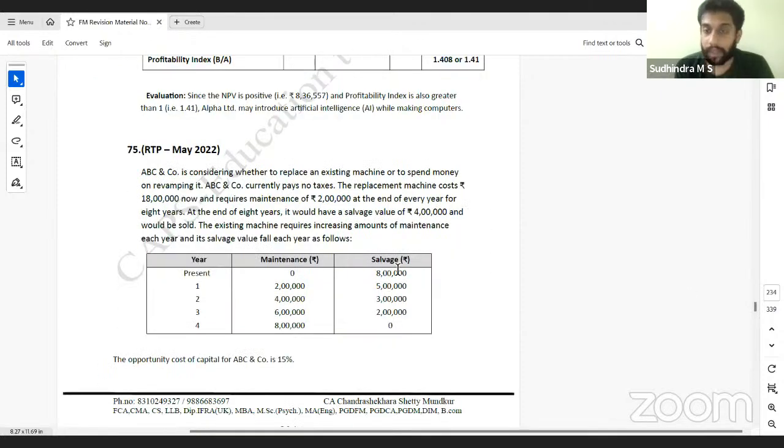May 22 RTP. A, B, C and Co is considering whether to replace an existing machine or to spend money on revamping it. A, B, C and Co currently pays no tax. The replacement machine costs 18 lakh rupees now and requires 2 lakh rupees maintenance at the end of every year for 8 years. At the end of 8 years, it would have a salvage value of 4 lakh and would be sold. The existing machine requires increasing amounts of maintenance each year and its salvage value falls each year.